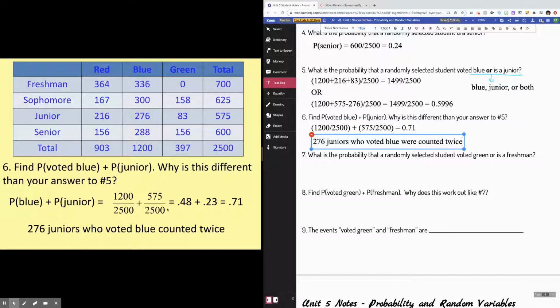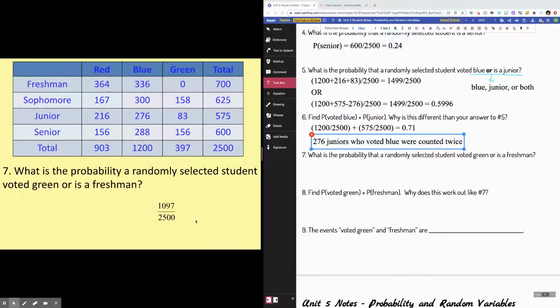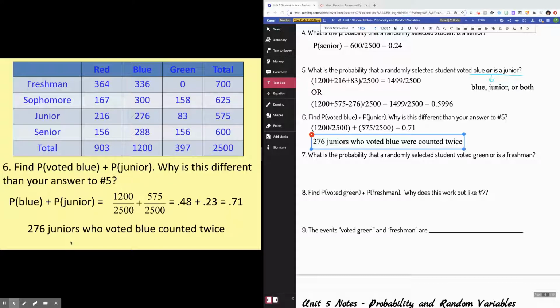So what I'm going to do here is I want you to try, on your notes, 7, 8, and 9, because it follows the same pattern. I want you to try those out and see if you can figure them out. I'm also going to fill them in. So pause the video, try 7, 8, and 9, and then check back with me to see if you got the answer right.